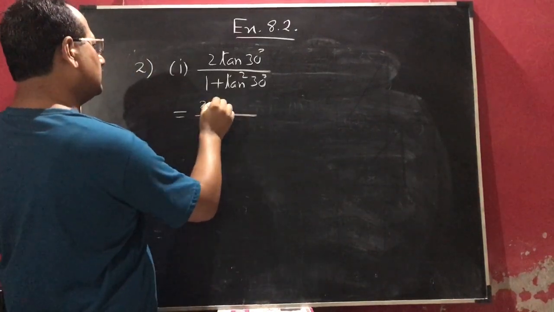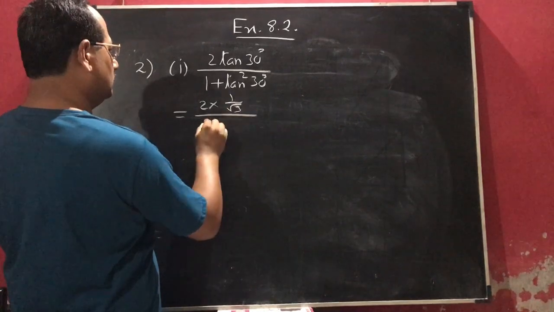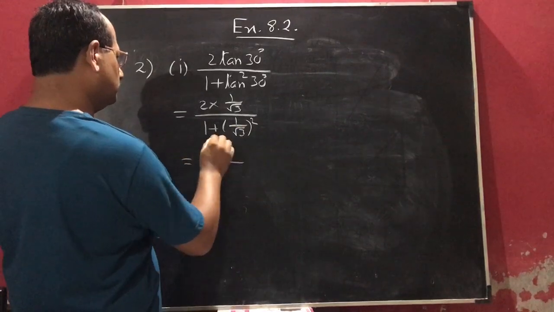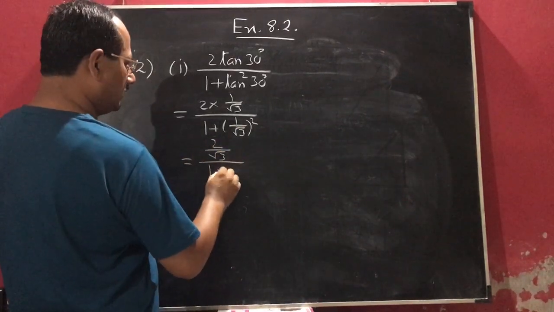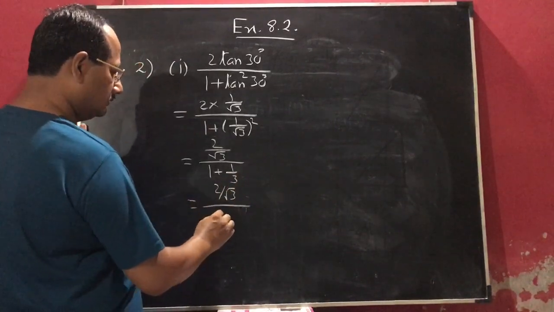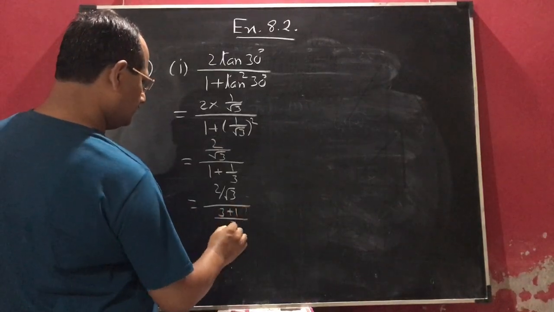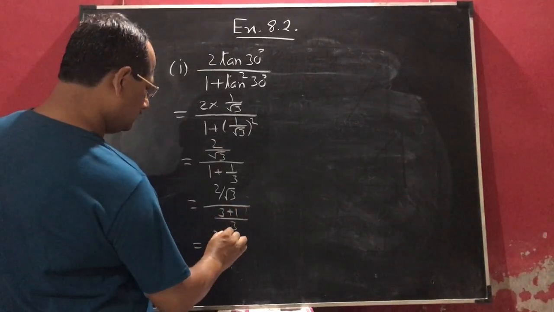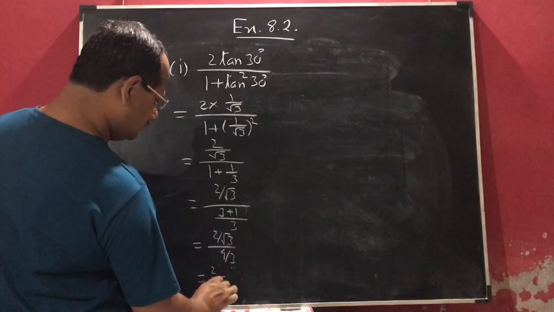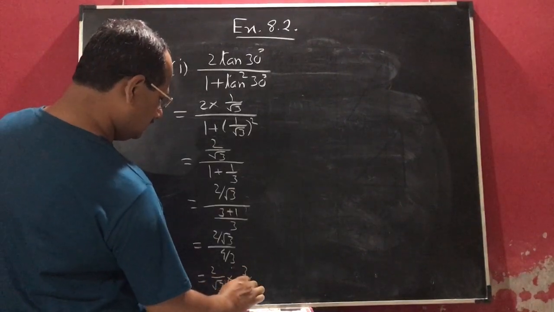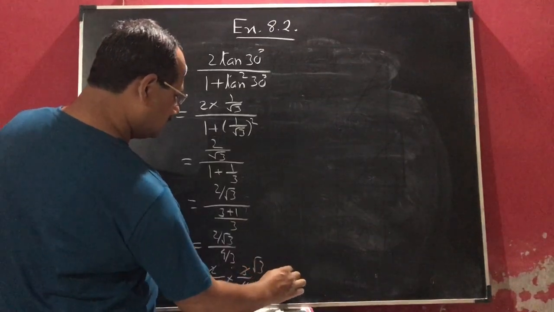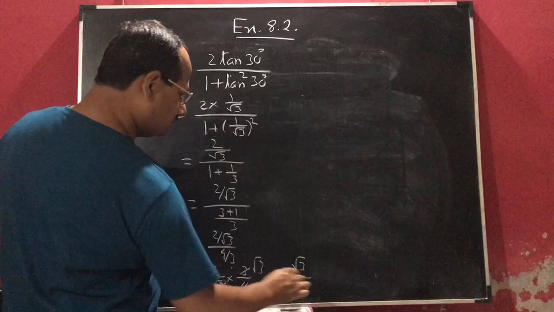So tan 30 degree is 1 by root 3. So 2 by root 3 divided by 1 plus 1 by root 3 whole square. That is 2 by root 3 over 1 plus 1 by 3, which is 2 by root 3 over 3 plus 1 by 3, that is 2 by root 3 over 4 by 3. That is 2 by root 3 into 3 by 4. 2 cancels, root 3 cancels, so that is equal to root 3 by 2.